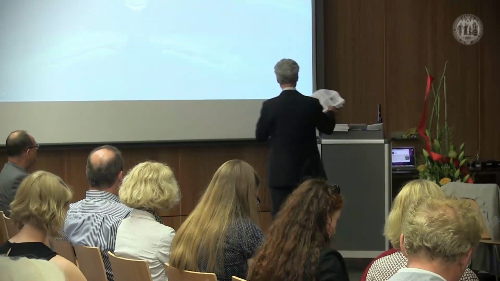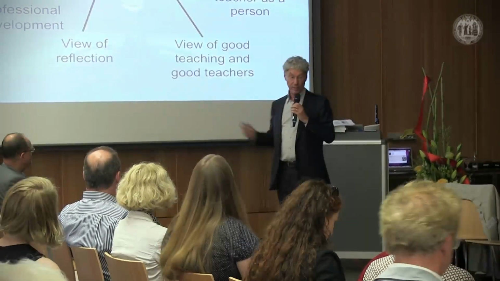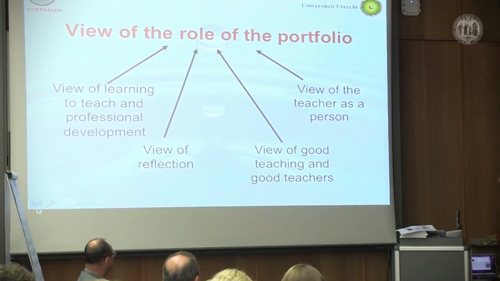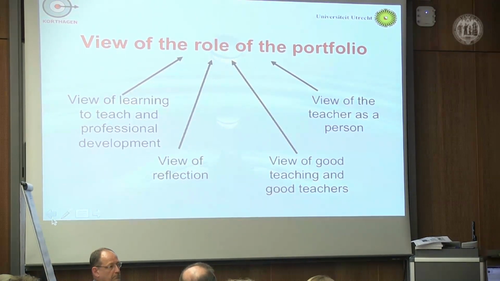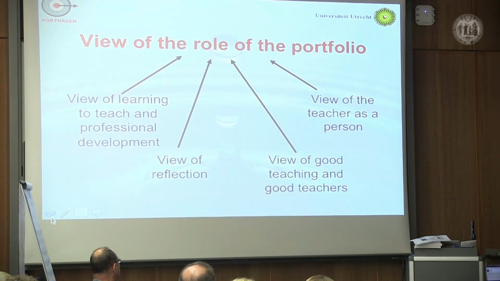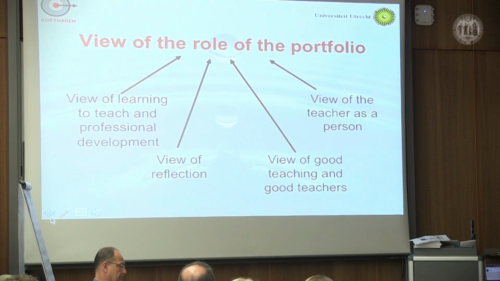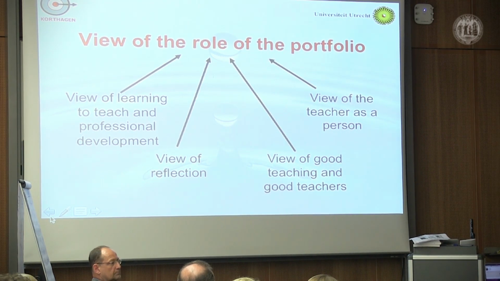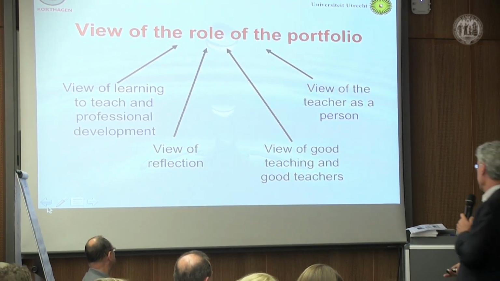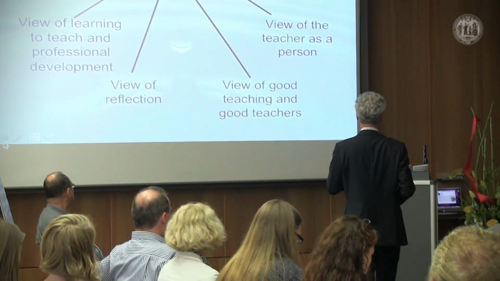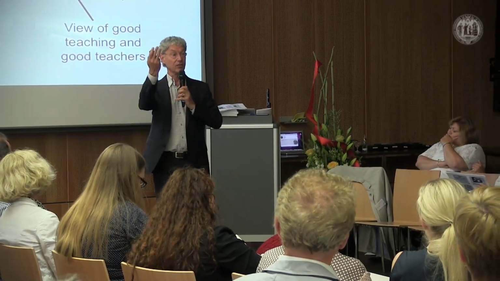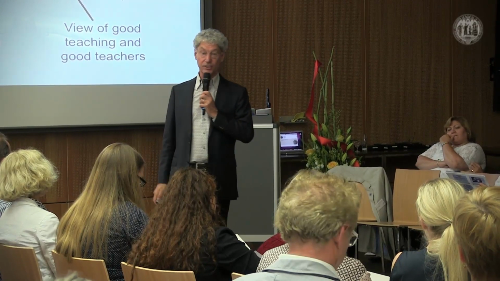What I did in this presentation, with your help, I started with this slide saying you can't have a view of the role of profession without having a view of learning to teach and professional development, without having a clear view of reflection. And student teachers need that clear view. They need to understand what reflection is. You need a view of good teaching and good teachers. And my view is a good teacher is someone where these layers are in line with each other. And that is also a view of the teacher as a person, because the teacher as a person makes the difference. It's the inside of the onion that goes to the outside that makes the difference in good teaching.